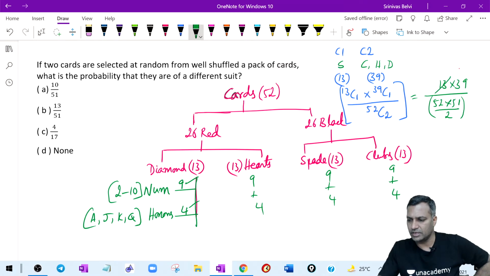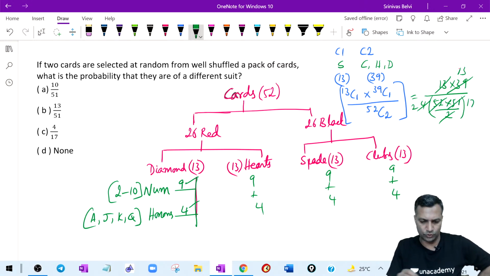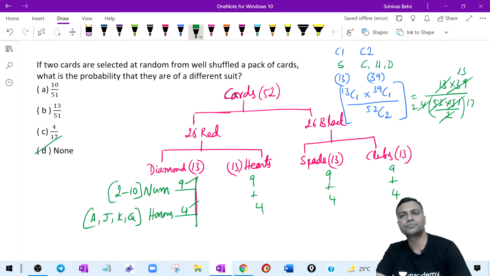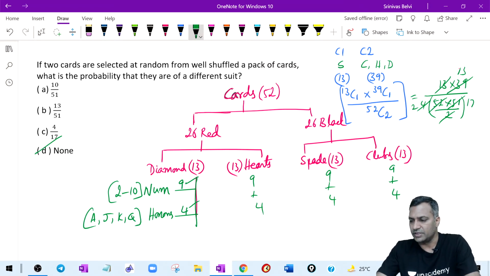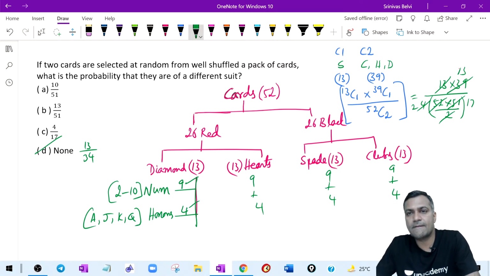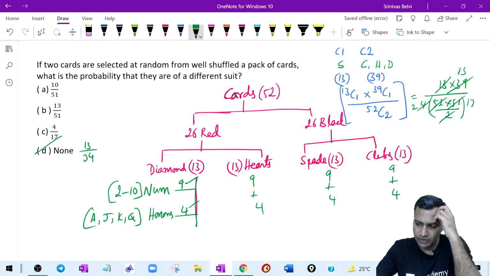Bang on. Right? 13C4 times, then 2C2 times, then you have 13 and 17, therefore 13 divided by 34. None of these. Comfortable? Order is not important. That's right, Harish. None of these. 13 by 34. Is it fine, everybody? Clear? Everyone clear?